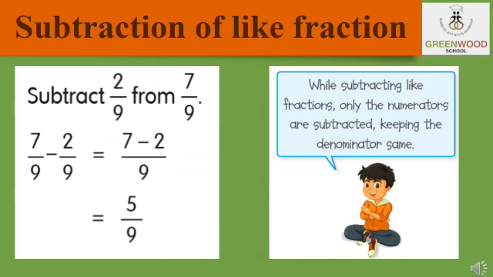Next topic is subtraction of like fractions. Subtract 2 by 9 from 7 by 9. We write it as 7 by 9 minus 2 by 9. Now, while subtracting like fractions, only the numerators are subtracted, keeping the denominator the same. So we'll write 9 in the denominator, and only the numerator gets subtracted, that is 7 minus 2, which is equal to 5. So our answer is 5 by 9.